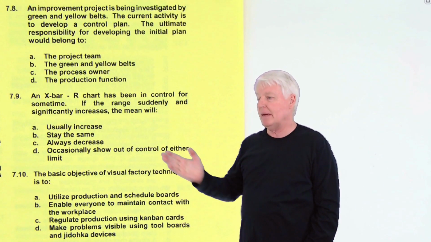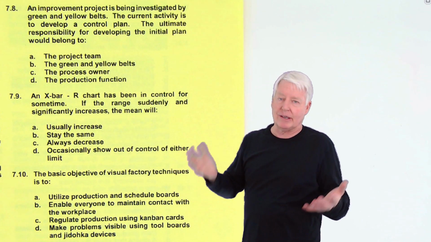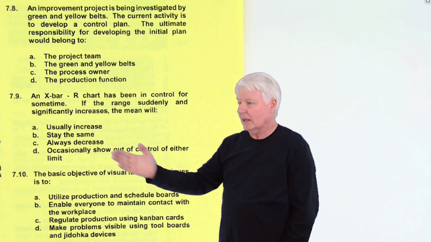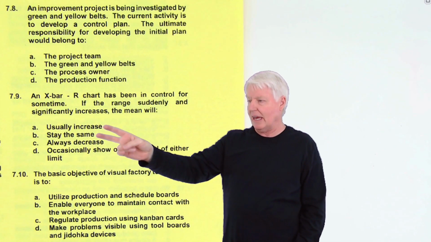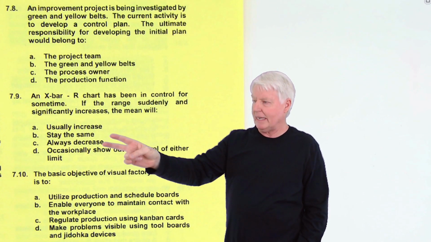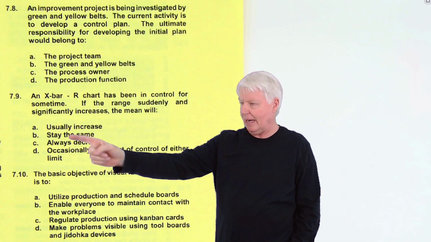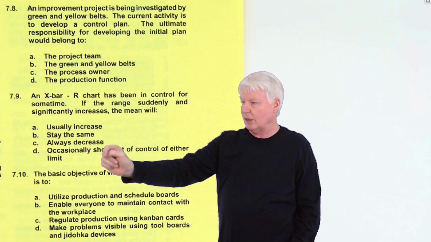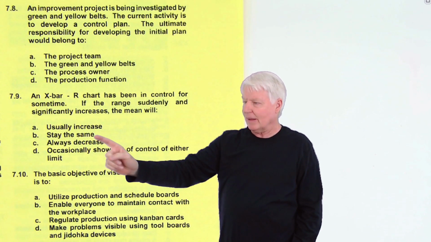But what does that mean concerning the mean? Well, usually increase, could decrease, I don't know. Stay the same, maybe, but the odds of it staying the same or increasing are probably equal. Always decrease. I wouldn't choose always because it's an absolute and I have this non-absolute to choose from. It's not going to stay the exact same, so that's not a good one.